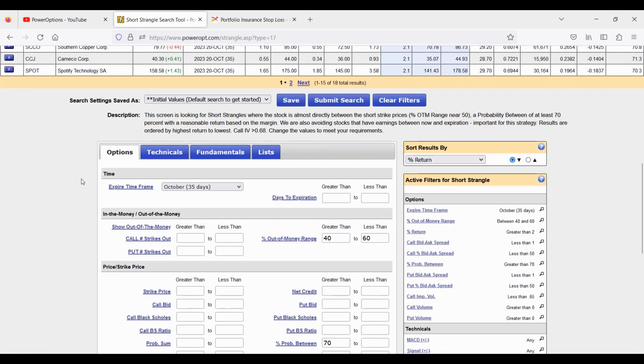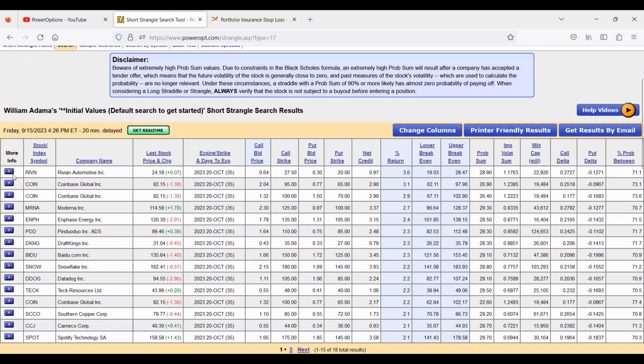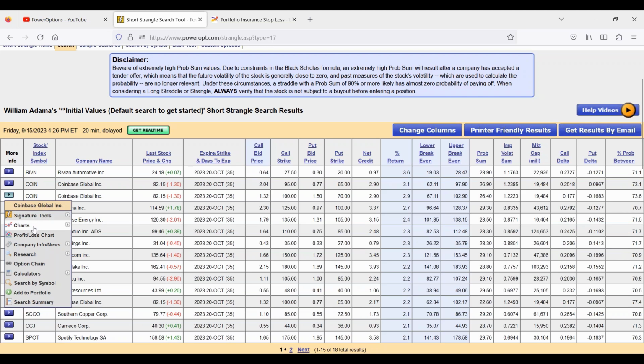Now, let's just take a look at what that means real quick. I'm going to take this Coinbase position. Stock's at 82, and here's a 95 and a 65. I think I want this one, the 100 and the 70. So we're about 12 points down and about 18 points up. It's not perfect. Is the Moderna a little better? Nah, this one's probably the best one. All right, well, it's not the best one, but let's take a look at the profit and loss chart.